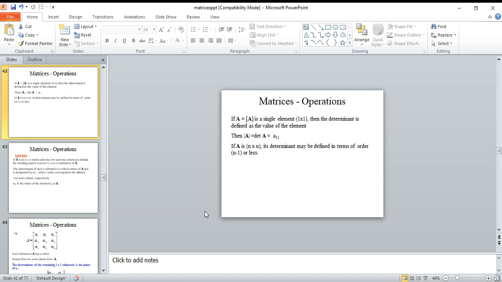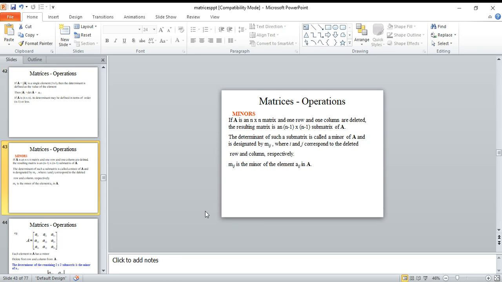If A is a single element, a 1 by 1 matrix, then the determinant is defined as the value of the element, that is mod A equals A. If A is n by n, the determinant may be defined in terms of determinants of order n minus 1 or less. I will give you examples of determinants in the next class.